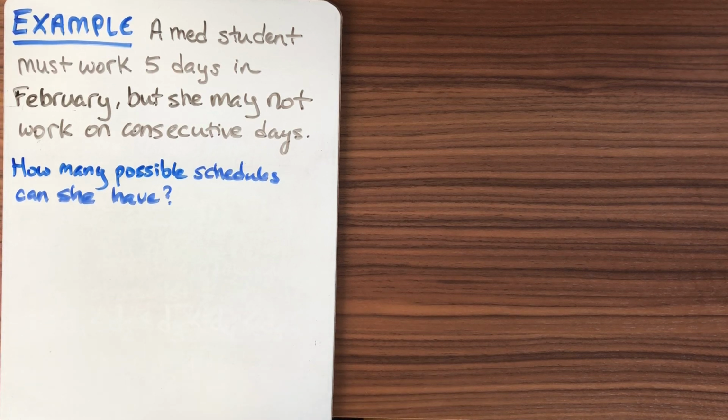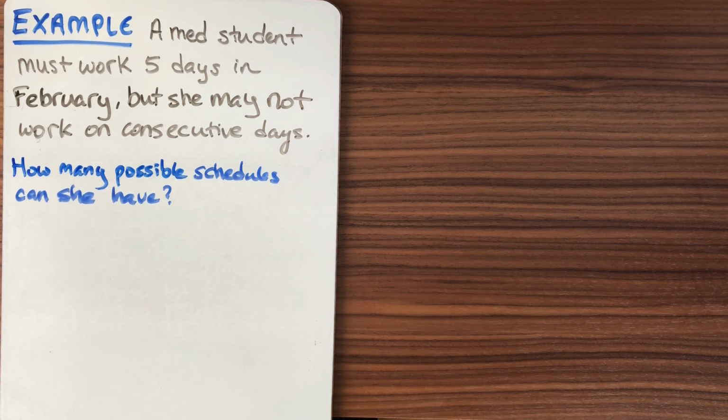Welcome back to Math 432, Applied Combinatorics, where we're talking about choice. Sometimes a problem involving choice can be a little bit difficult to understand, or a little difficult to compute. Here's an example. A medical student must work 5 days in February, but may not work on consecutive days. How many possible schedules can she have?